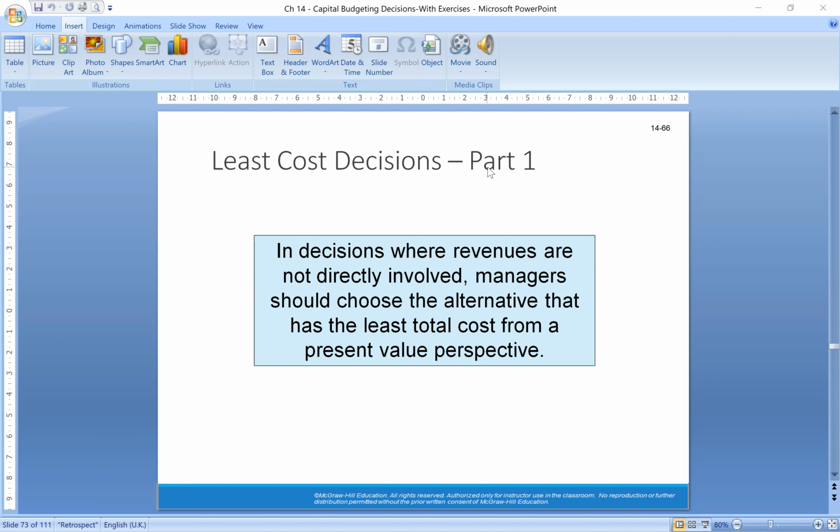In decisions where revenues are not directly involved, managers should choose the alternative that has the least total cost from the present value perspective.